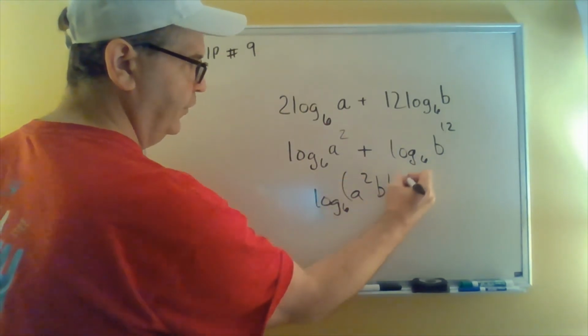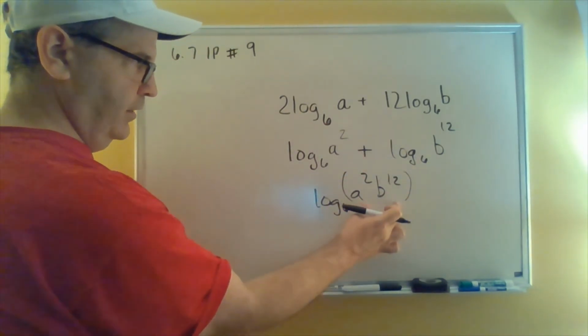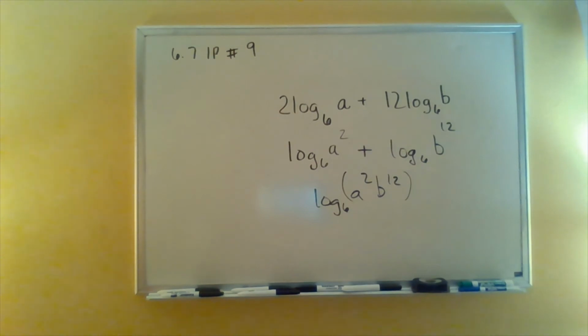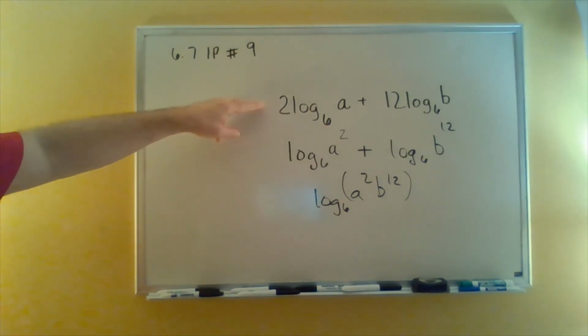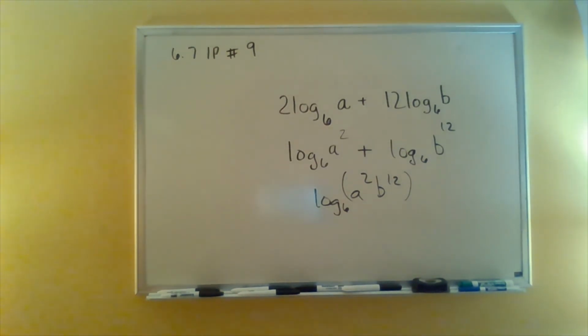I'm going to go ahead and wrap those in parentheses so I know I'm taking the log of that entire expression there. And when I condense this expression here into a single logarithm, my answer is the log base 6 of a squared b to the 12th.